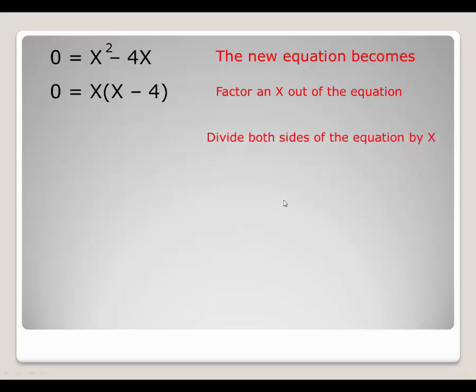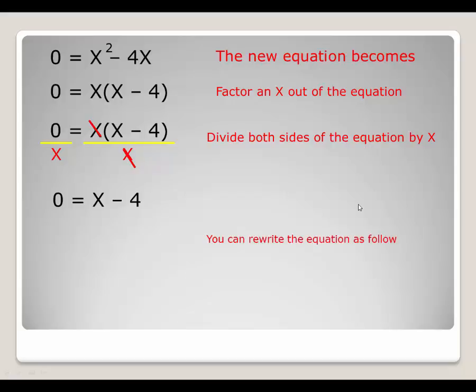From here, what we can do is to divide both sides of the equation by x so that we can get rid of the x or cancel out the x from outside the parentheses. This will simplify our equation so that we can solve for x. So by canceling x, we have 0 equals x minus 4. You may be wondering what happened to 0 divided by x. 0 divided by any number is always 0. Thus the result.